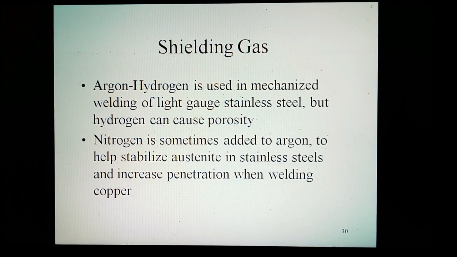An argon and hydrogen mixture is used in mechanized welding of light gauge stainless steel, but hydrogen can cause porosity. Nitrogen is sometimes added to argon to help stabilize austenite in stainless steels and increase penetration when welding copper.